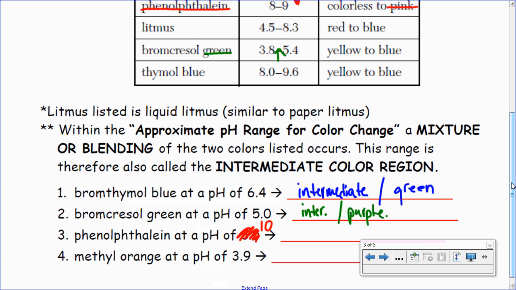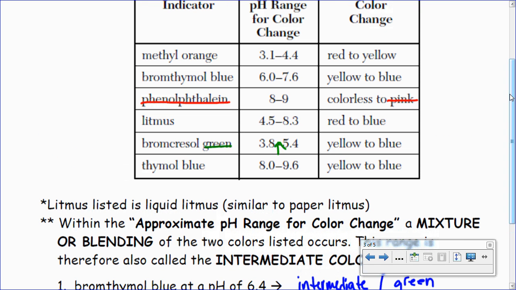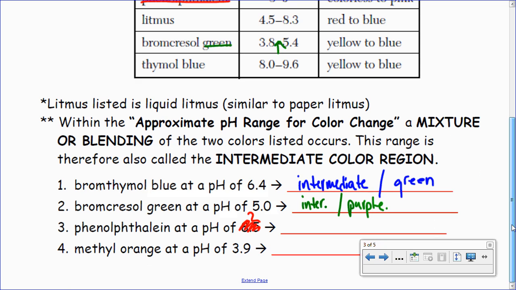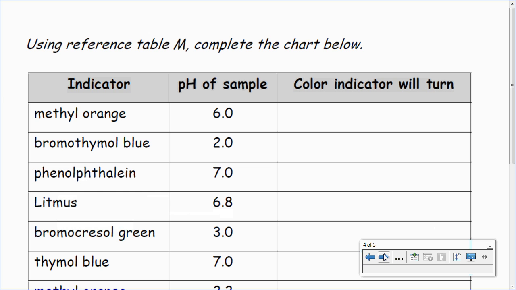Now, if it was a pH of like 2, then we would be on this side of things, and it would be colorless. So that's kind of how this chart works. It's pretty simple to use once you get the hang of it. We'll have a lot of practice related to it.